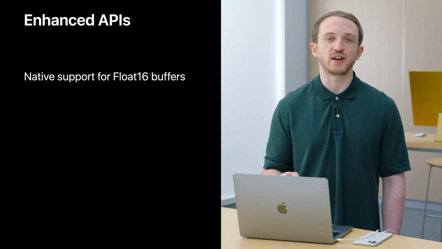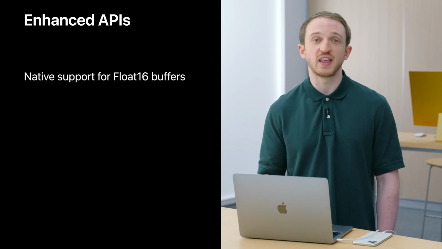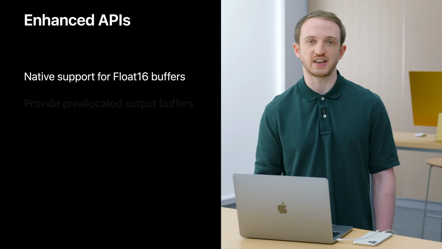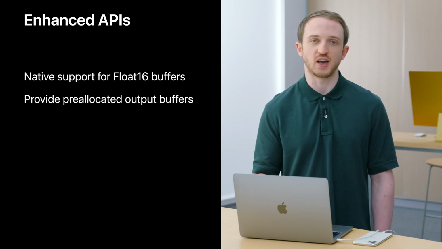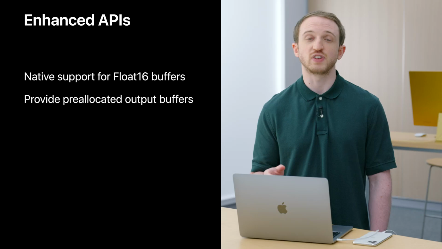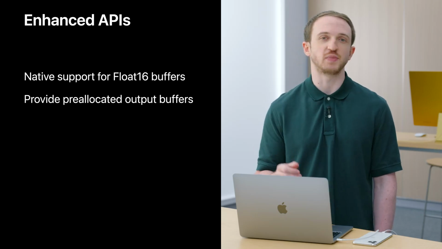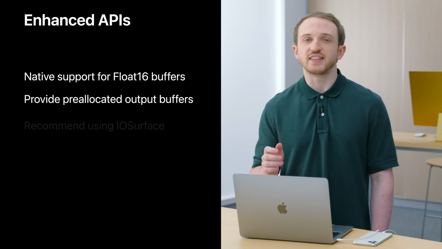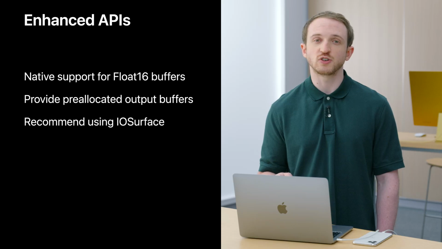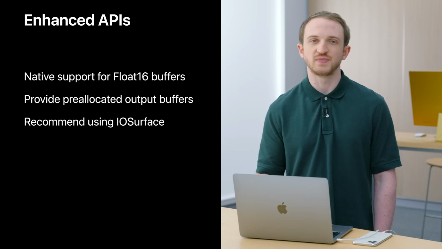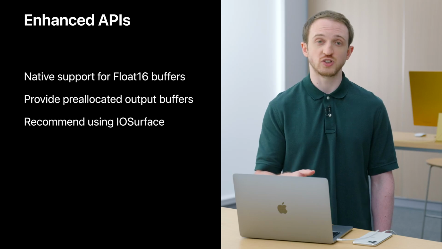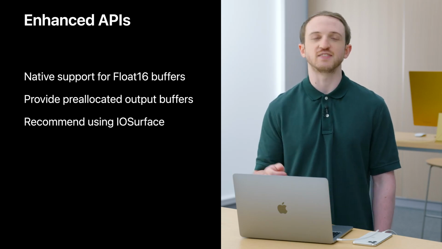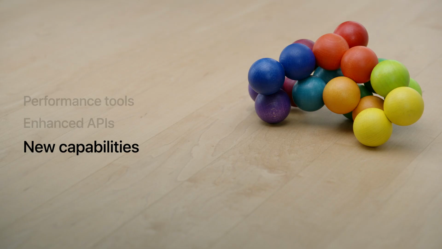This means you can provide float16 inputs to CoreML and have CoreML give you back float16 outputs. You can also use the new output backing API to have CoreML fill up your pre-allocated output buffers instead of making new ones. And lastly, we recommend using I/O surface back buffers whenever possible, as this allows CoreML to transfer the data between different compute units without data copies by taking advantage of the unified memory.